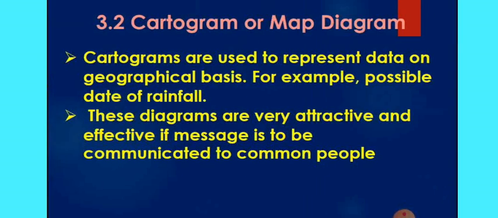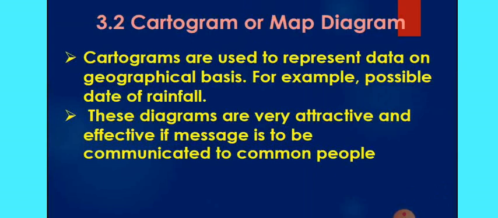Now the last one is the cartogram, or the other name is map diagram. Cartograms are used to represent data on a geographical basis. For example, possible data of rainfall. So the geographical basis concept is based on the cartogram only. These diagrams are very attractive and effective if the message is to be communicated to common people. So using this geographical basis, that means the map diagram, every person can understand the concept.